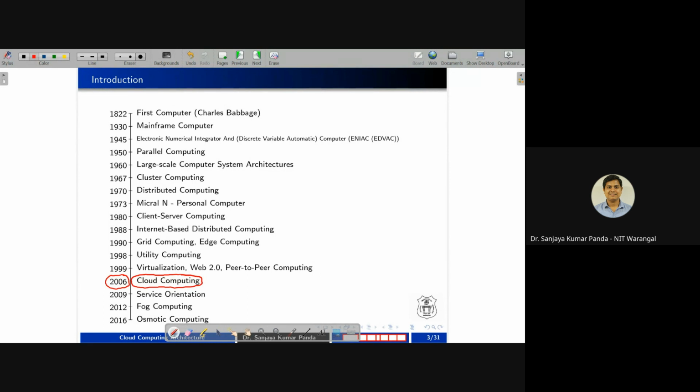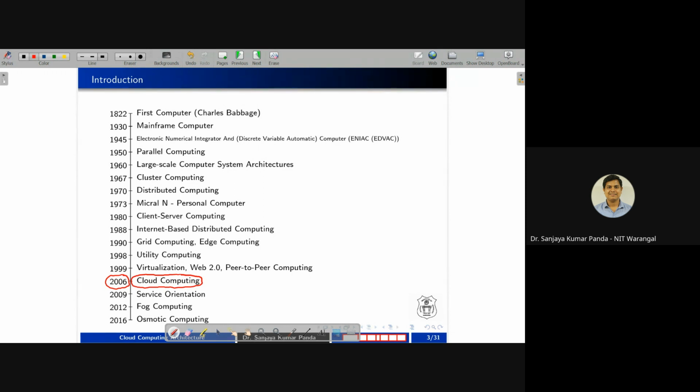Then people came up with the Electronic Numerical Integrator and Computer, which we call ENIAC. This is considered the first fast electronic computer. At a later point of time, ENIAC was improved, which we call the Electronic Discrete Variable Automatic Computer, or EDVAC. So day by day, you can see the size of the computer system is reduced, cost is also reduced, and computation power is increasing.